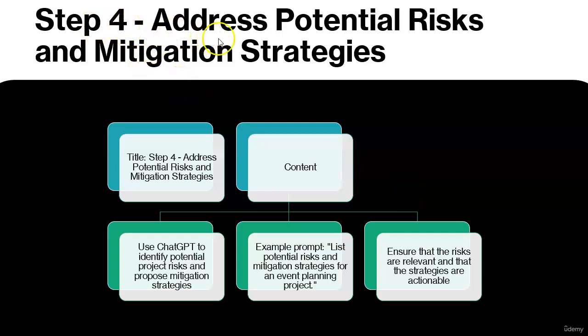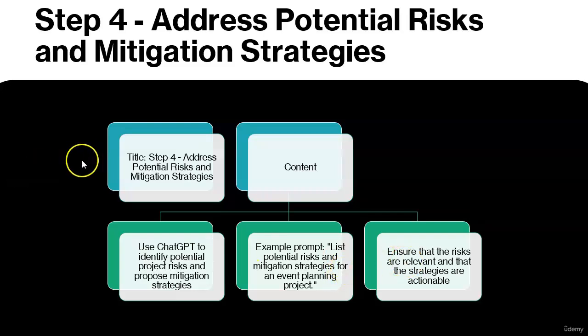Step 4, address potential risks and mitigation strategies. Risk management is crucial to any project proposal, and ChatGPT can assist in identifying potential risks and proposing mitigation strategies. I will go through the prompt we will give later, like: list potential risks and mitigation strategies for an event planning project. Then review the output to ensure the risks are relevant and that the proposed strategies are actionable.